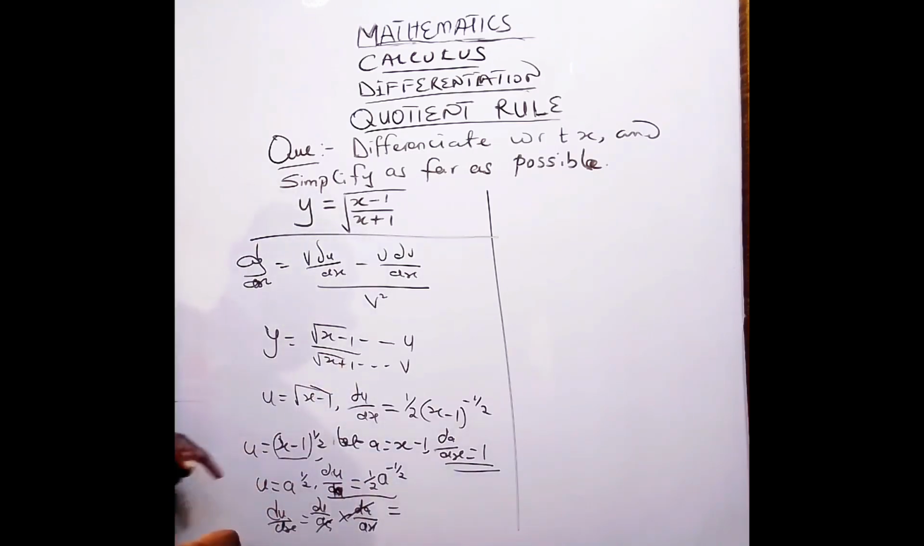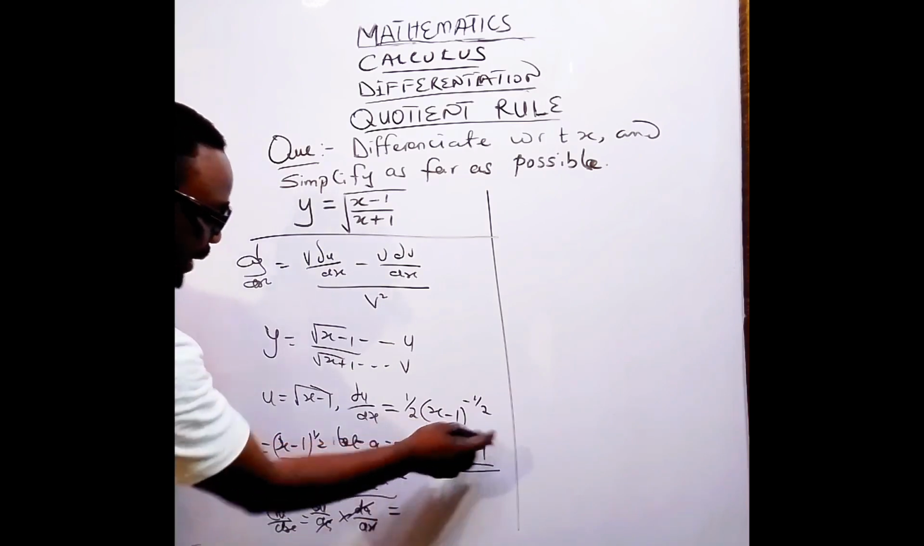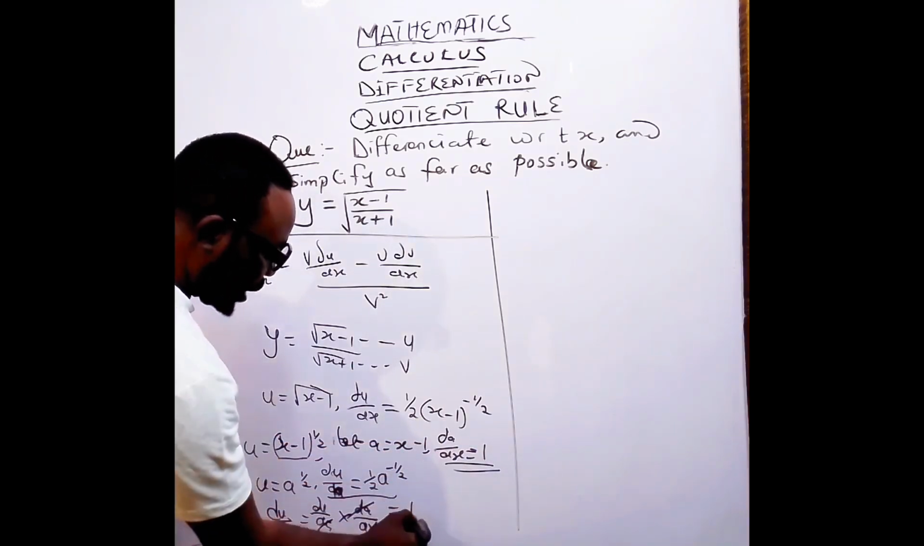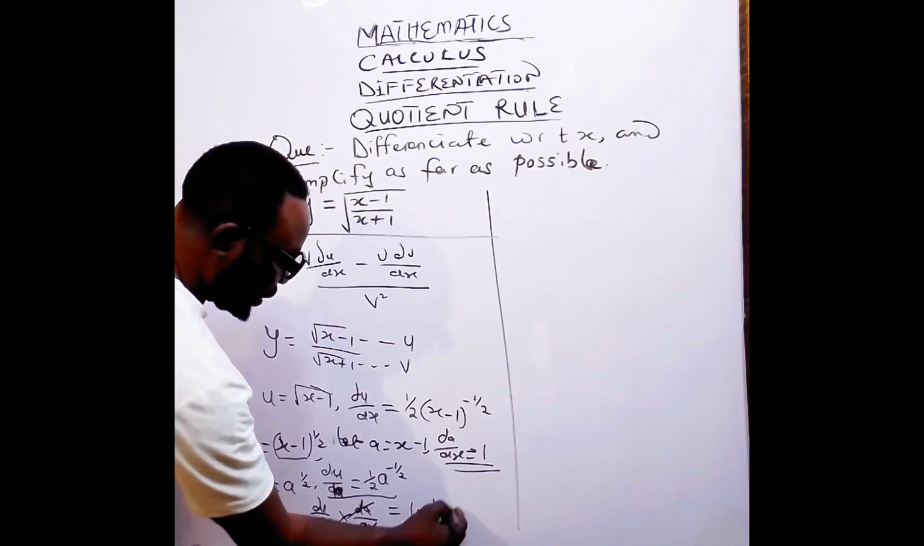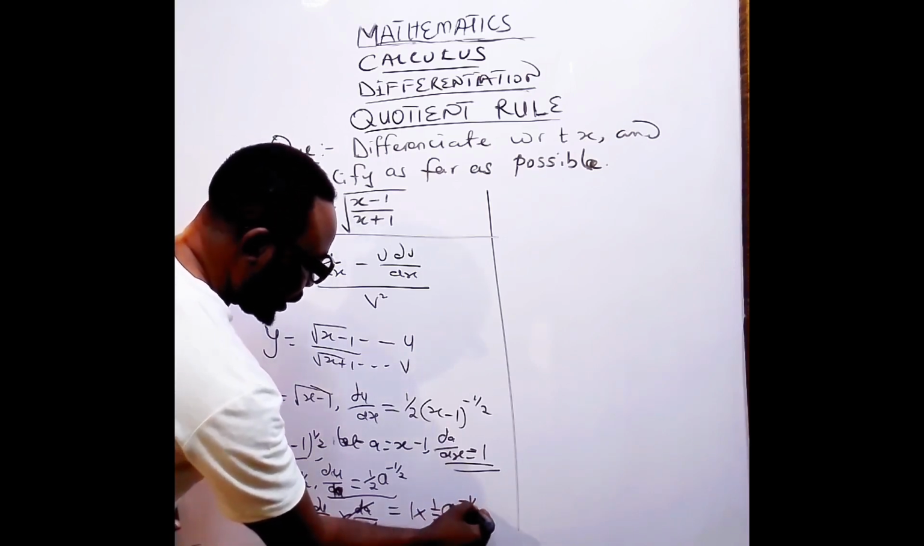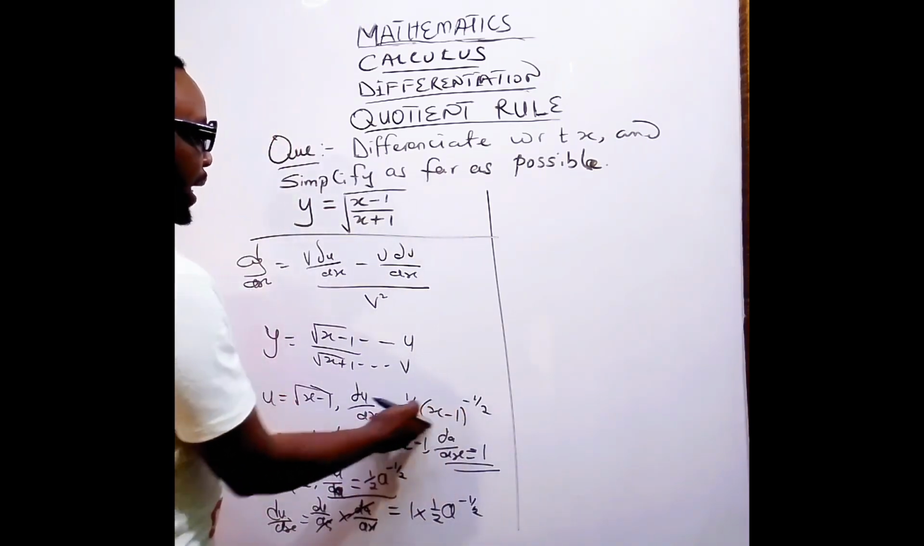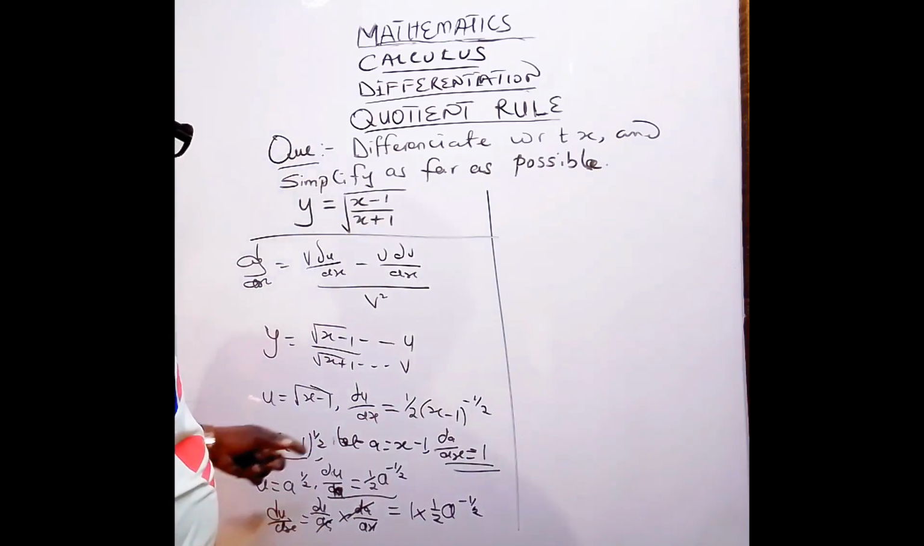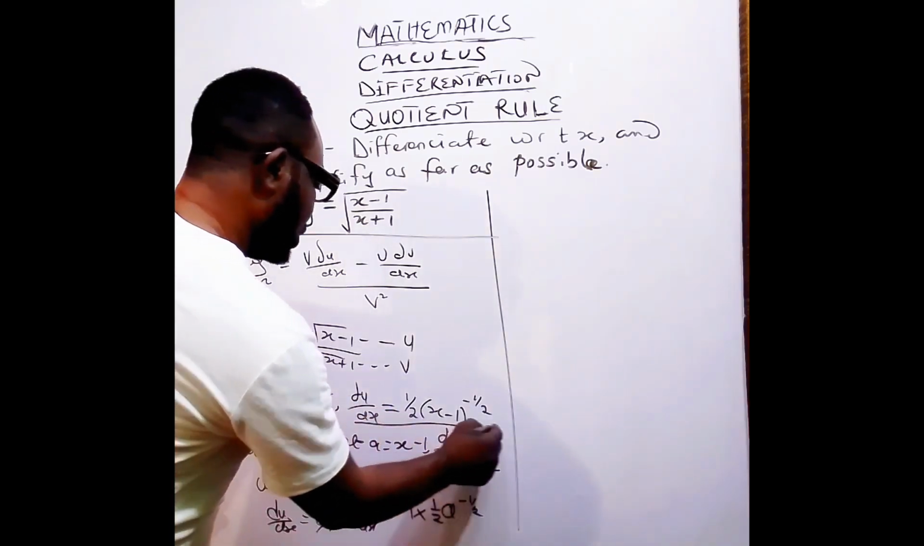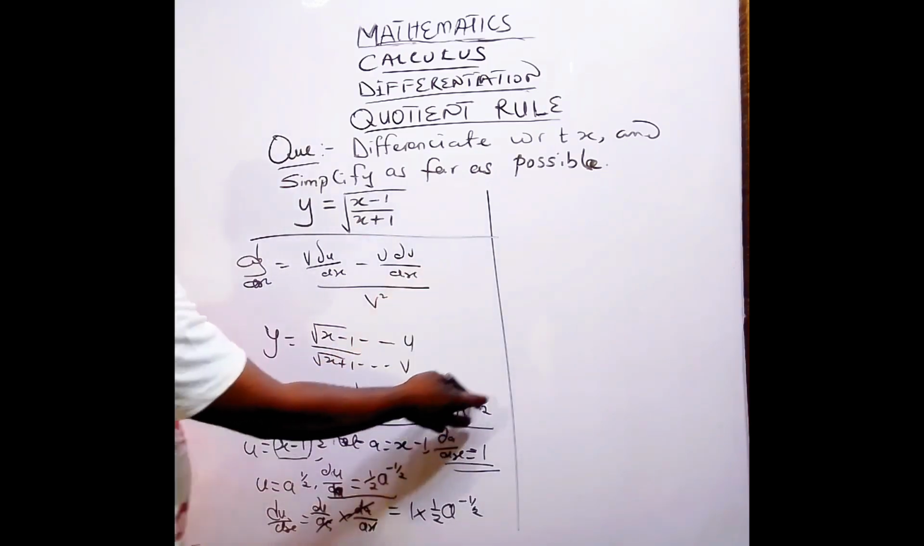So I can now say that du/dx is equal to what? Applying those values, it is equal to 1 multiplied by half a raised to the power of minus half. And don't forget, the value of a is x minus 1. So that is why I have du/dx equal to half x minus 1 raised to the power of minus half.